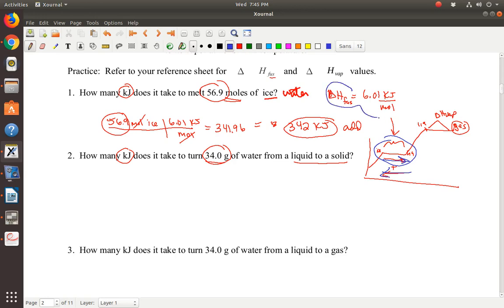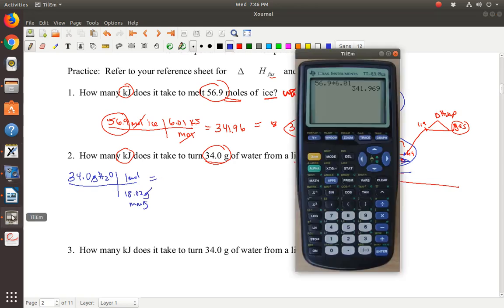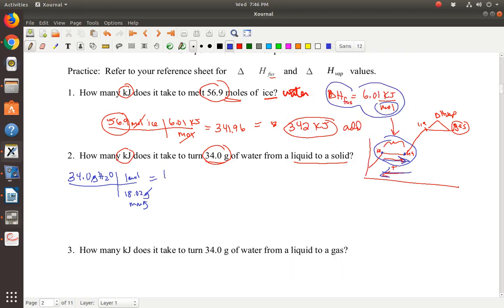We're still dealing with the delta H of fusion because we're just using the latent heat between those two points. So now I have 34.0 grams of water. And since the latent heat of fusion deals with moles, kilojoules per mole, I have to figure out how many moles I have first. And so you need the molar mass of water. So one mole of water is 18.02 grams. That's the molar mass, okay? The grams cancel, and we'll be able to figure out how many moles of water I have. 34 divided by 18.02 is 1.89 moles of water. And so now I take those 1.89 moles of water and I multiply it by 6.01 kilojoules per mole. The moles cancel.